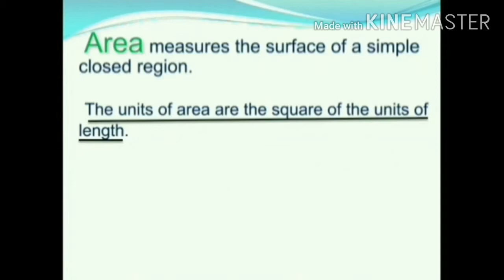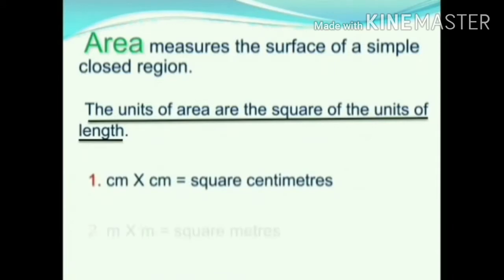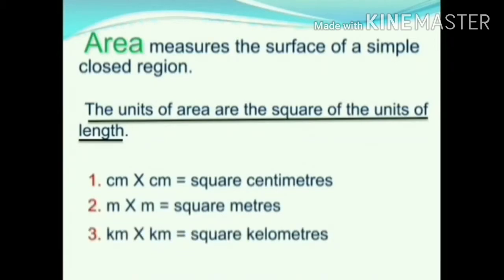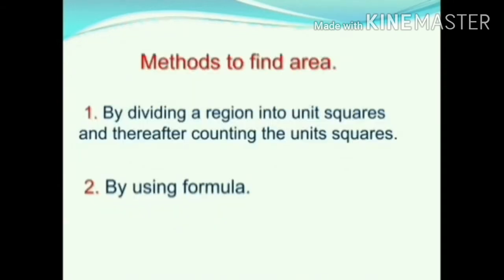They are centimeter multiplied by centimeter equals square centimeters. Meter multiplied by meter equals square meters. Kilometer multiplied by kilometer equals square kilometers. There are two methods to find area. They are by dividing a region into unit squares and thereafter counting the unit squares, and by using a formula.